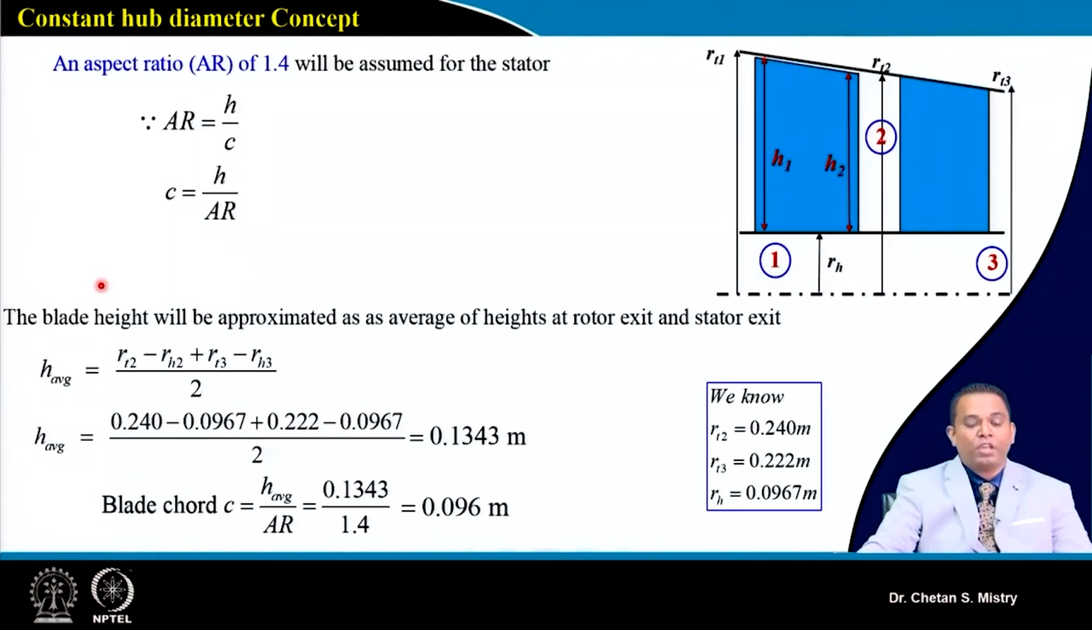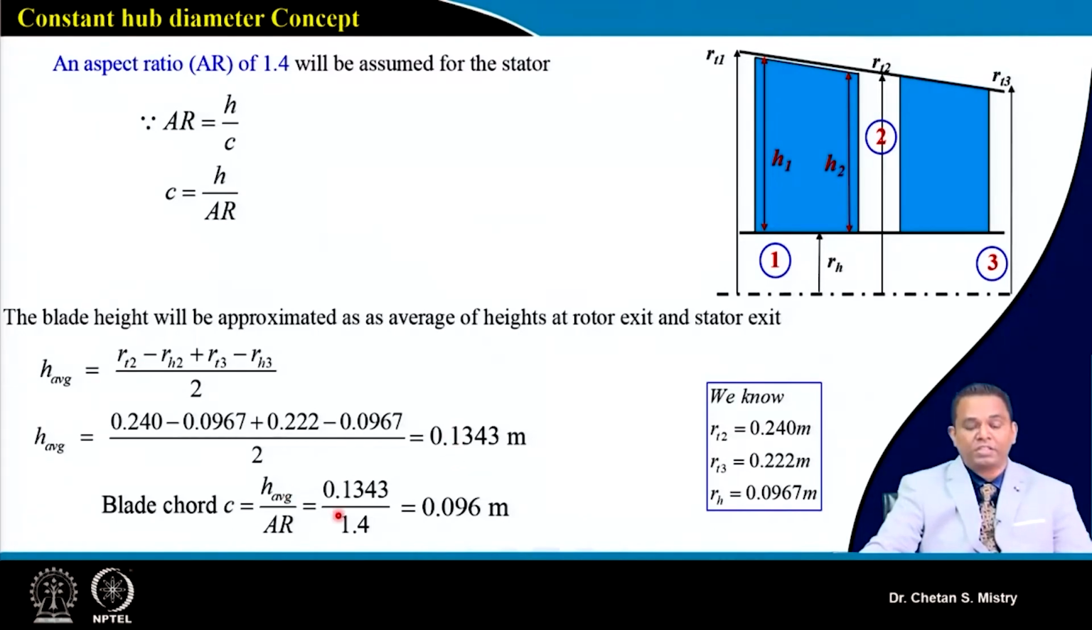Now in this case for the stator design, we have assumed our aspect ratio to be 1.4 from our earlier design. The same number we will put here. In order to calculate the height or span of the blade, we take the average value, given by h1 plus h2 plus h3 divided by 2. That's what we are writing here. And if we calculate that, the height of the blade comes to 0.1343.